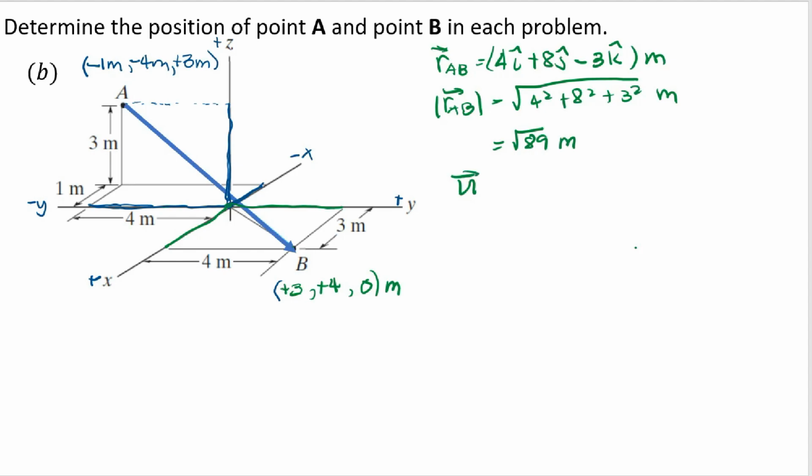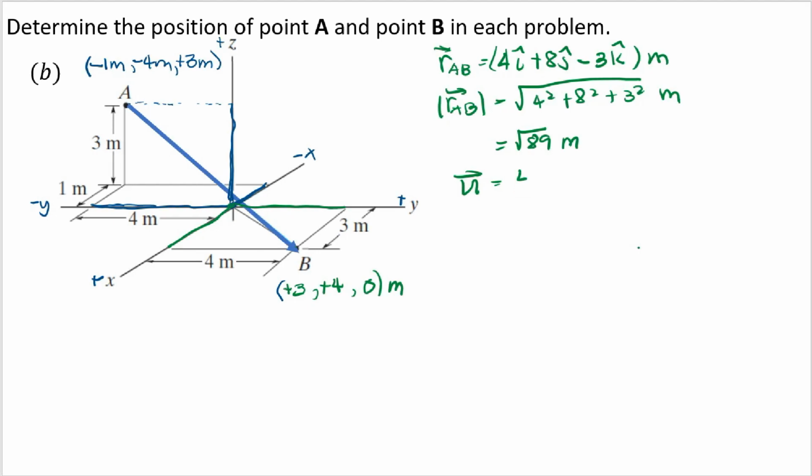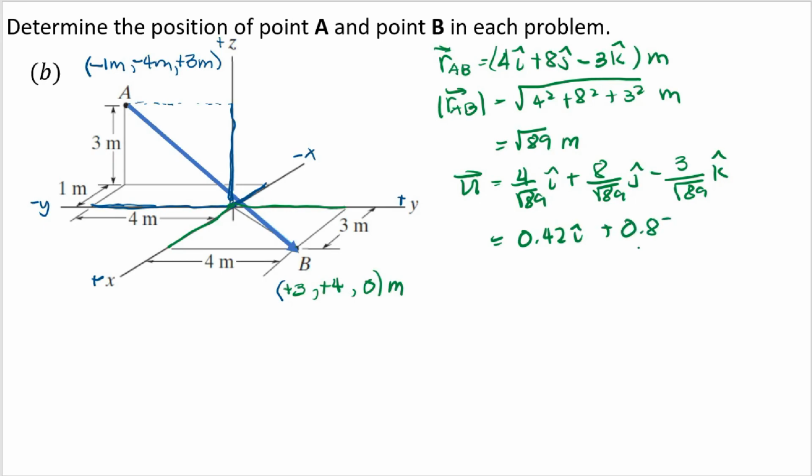Now for the unit vector, the last part, since we don't have the magnitude of the force, it is 4 divided by square root of 89 i hat plus 8 divided by square root of 89 j hat minus 3 over square root of 89 k hat, and that will be unitless. So that will be 0.42 i hat plus 0.85 j hat minus 0.32 k hat, and that will be the answer for letter B.